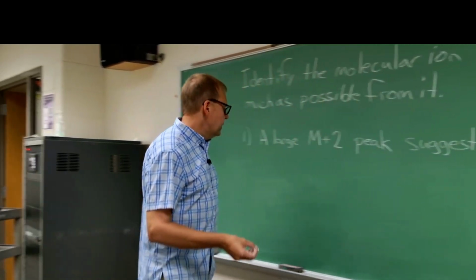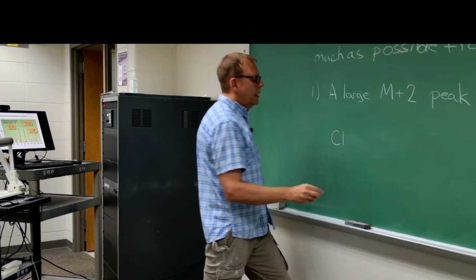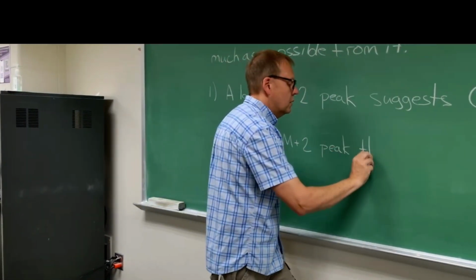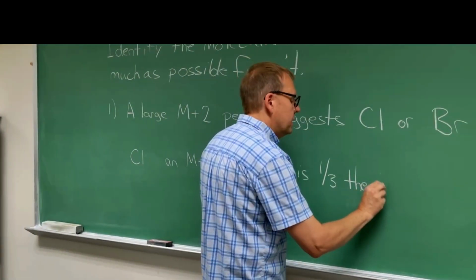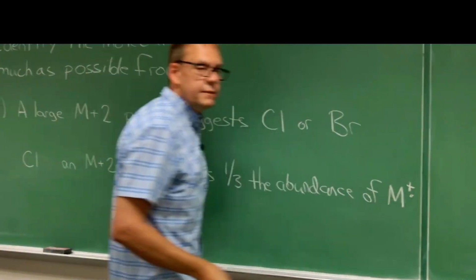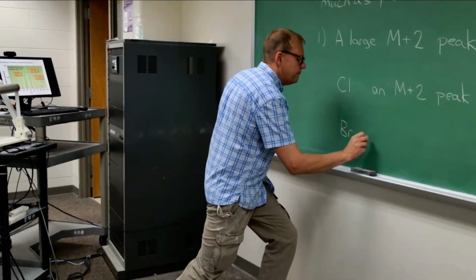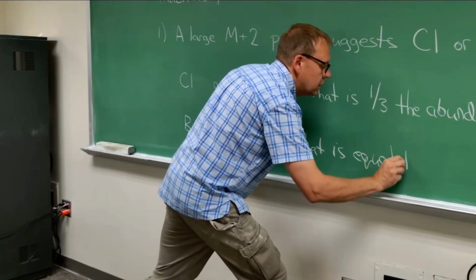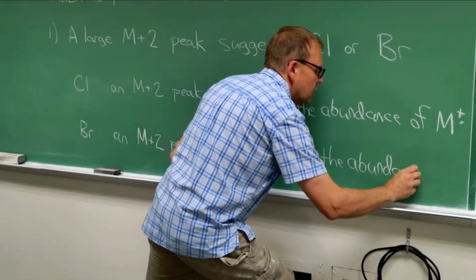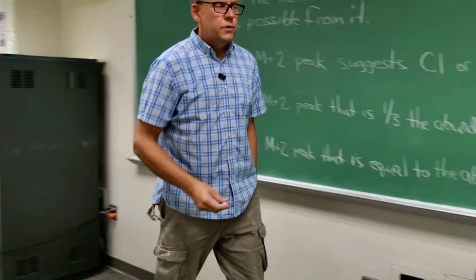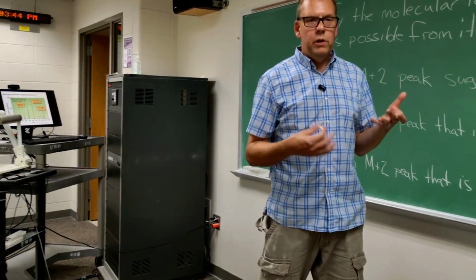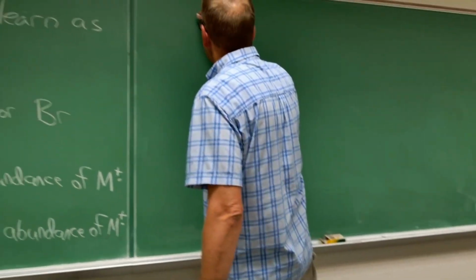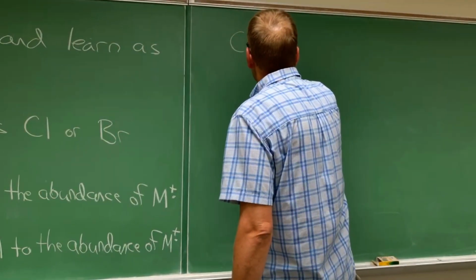What you'll see specifically is that the signature for chlorine is an M+2 peak that is about 1/3 the abundance of your molecular ion. So that's the signature for chlorine. The signature for bromine is an M+2 peak that is about equal to the abundance of M+ dot. Let's take a look at an example to illustrate what you would see and why you would see it. So here's an example with chloromethane.